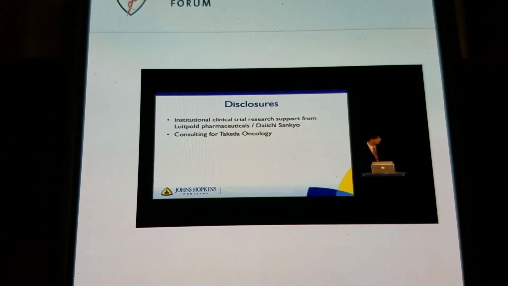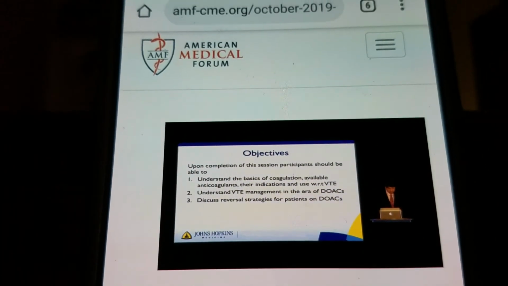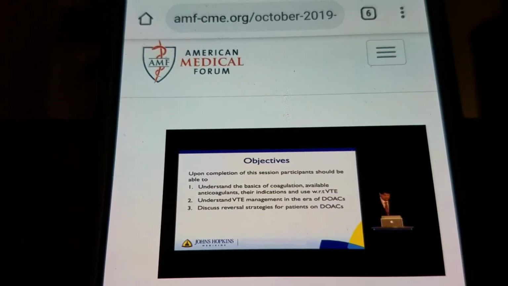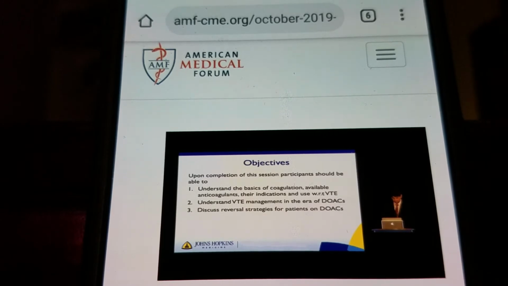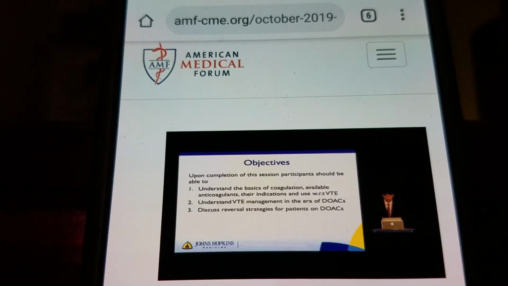My disclosures again, and our objectives: understand the basics of coagulation, available anticoagulants, their indications and use with respect to VTE, understand VTE management in the era of DOACs, direct oral anticoagulants, and discuss reversal strategies for patients on direct oral anticoagulants.